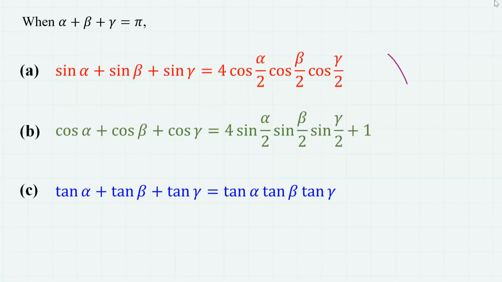So we have proved all of these three identities, which are true when alpha plus beta plus gamma equals pi.